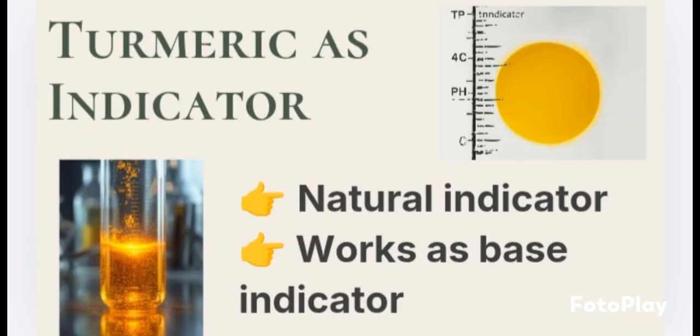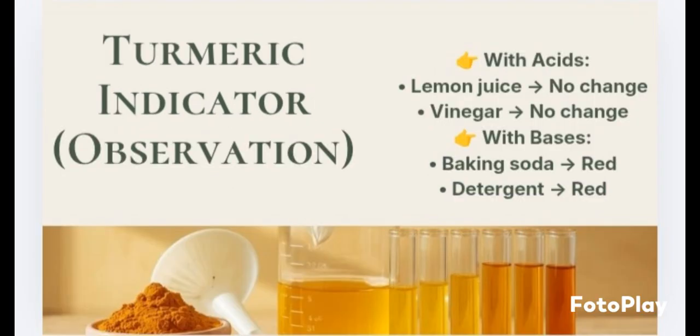Turmeric as indicator. Turmeric is also a natural indicator. It only works as a base indicator. Now we will see some observations with turmeric indicator. So first we will take lemon juice. There is no change in lemon juice because it is an acidic substance.